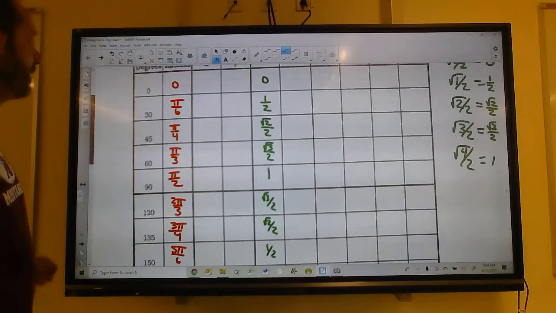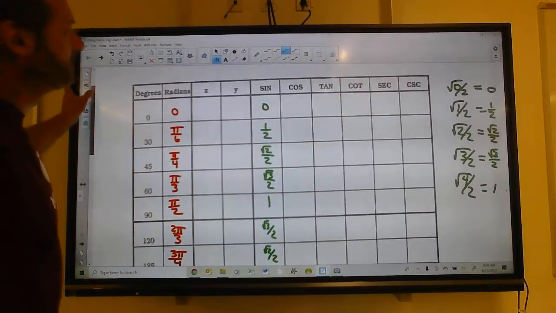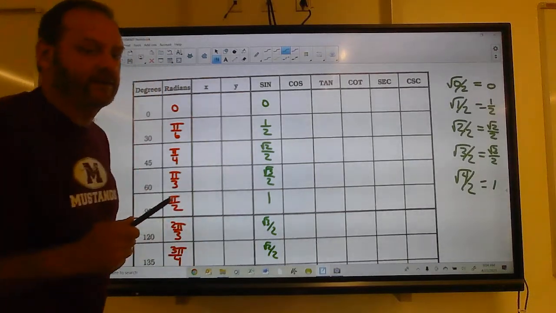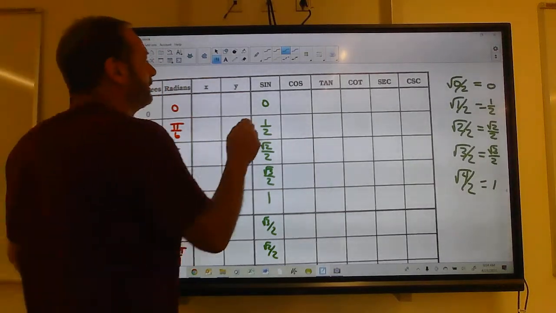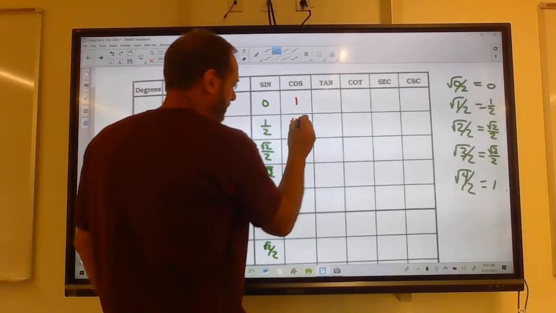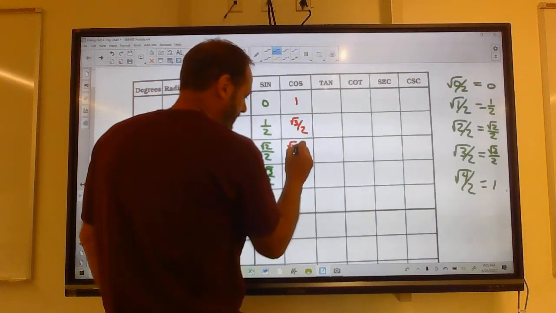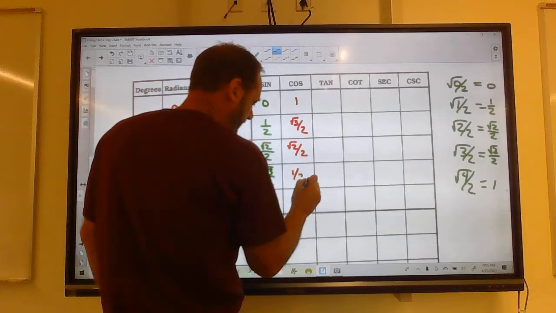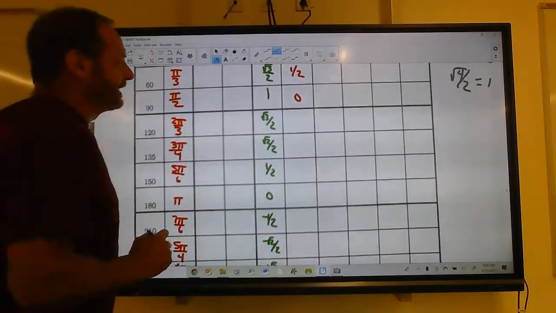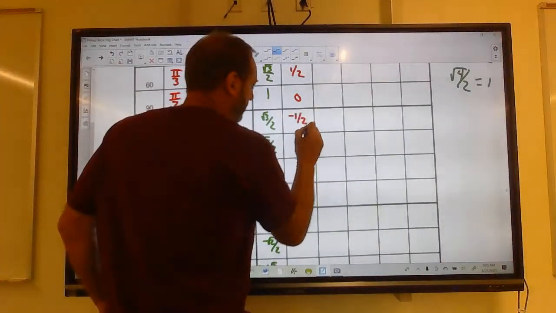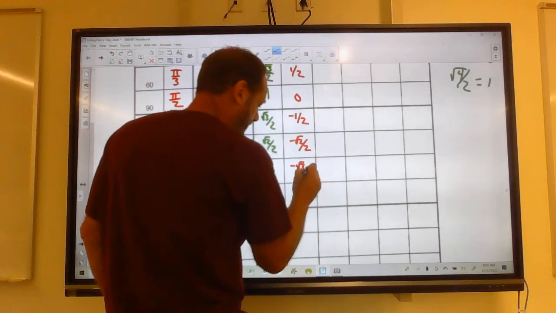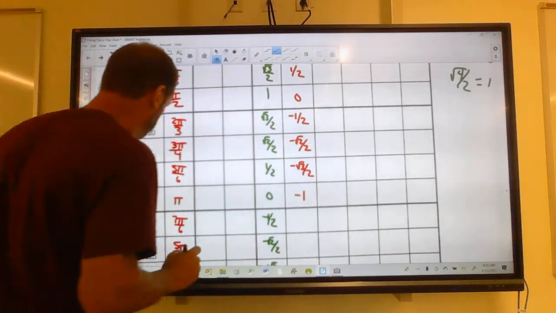Now we're going to go to the cosine column. Remember, cosine is exactly like sine, except it starts at 1. So we're going to start at 1, and we're going to go down. So it's going to be square root of 3 over 2, square root of 2 over 2, 1/2, 0. And now we're going to go negative. Negative 1/2, negative square root of 2 over 2, negative square root of 3 over 2, negative 1.